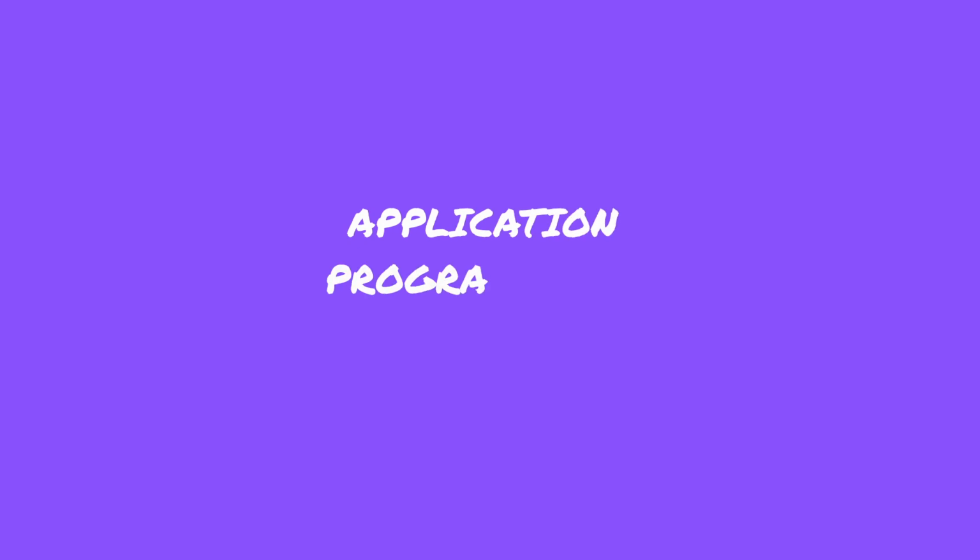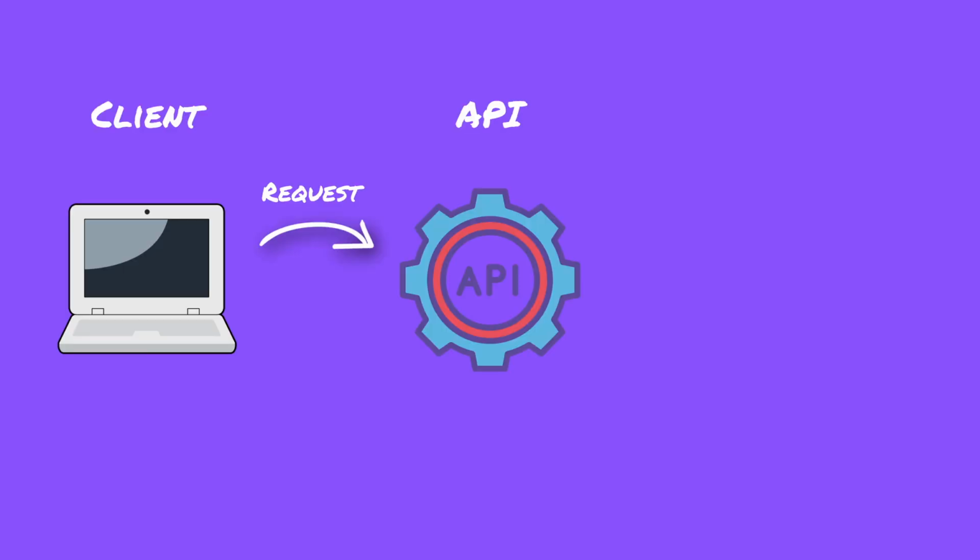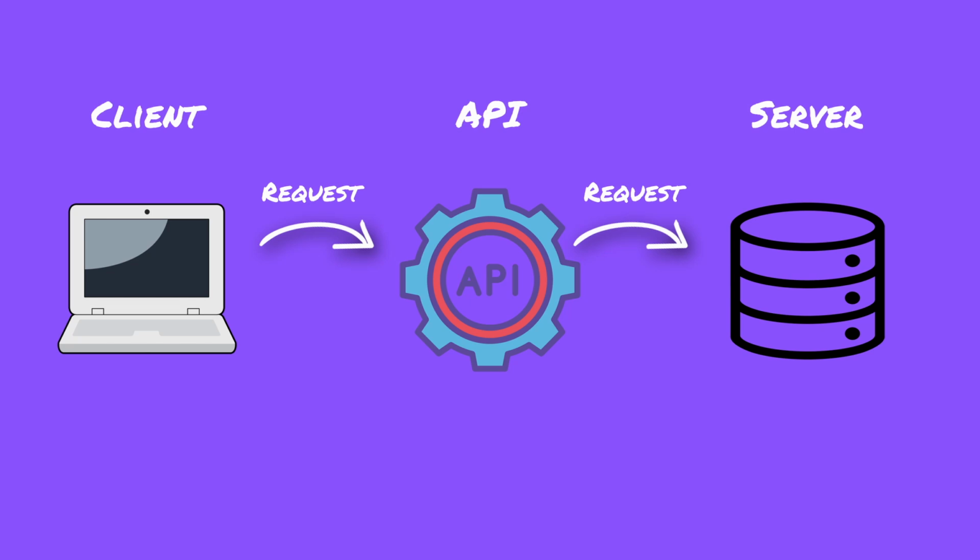An application programming interface, or API, put simply, is a way for different applications to communicate with each other. It serves as a middleman between the client or user and the server. The server then handles the request, returns a response back to the API, and then back to the user. If you notice, the client never interacts directly with the server. It only communicates to the server through the API.